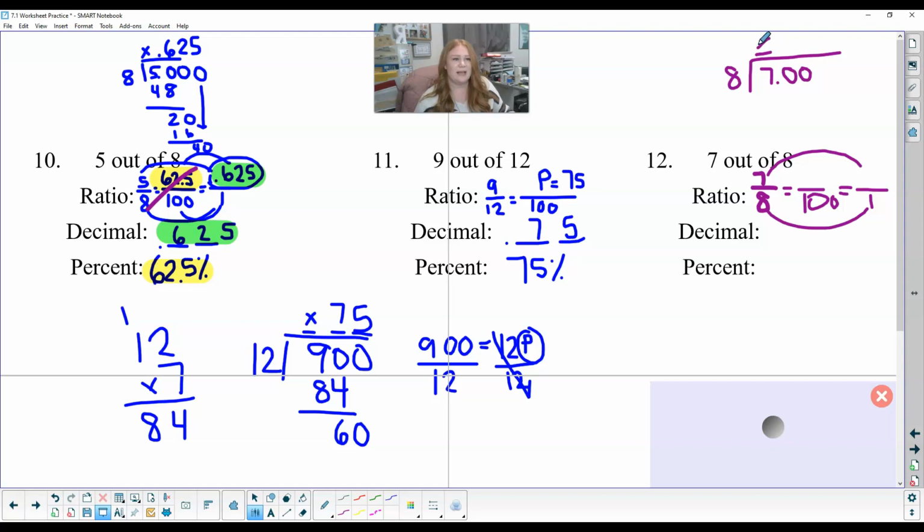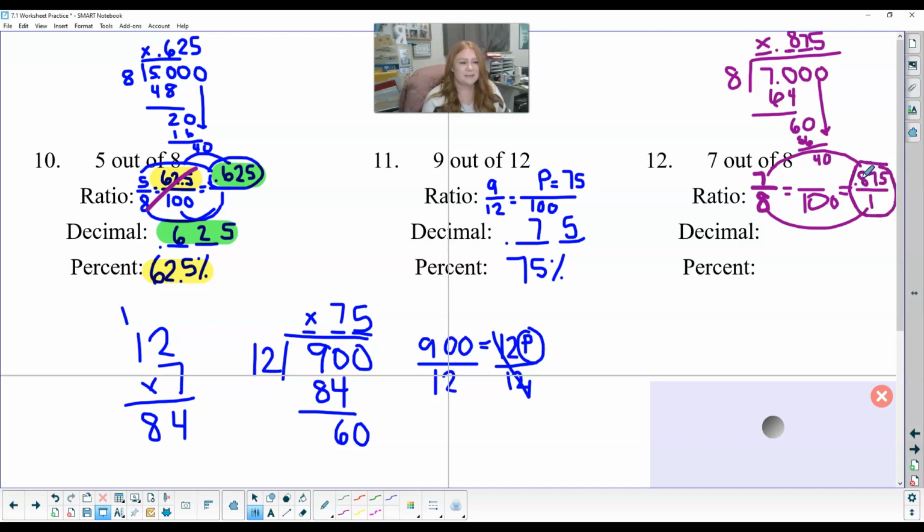So I know it can't go into the 7. And then there's my decimal. And I need at least 2 numbers here. I might have to do a third if we need to bring down another 0. So 8 goes into 70 8 times, which is 64. Subtracting is 6, bringing down that 0. 8 goes into 60 7 times, which is 56. Left over is 4, so I can bring down another 0. I have 40. 8 goes into 40 5 times. So this ratio is every time I have 1, I have 0.875.